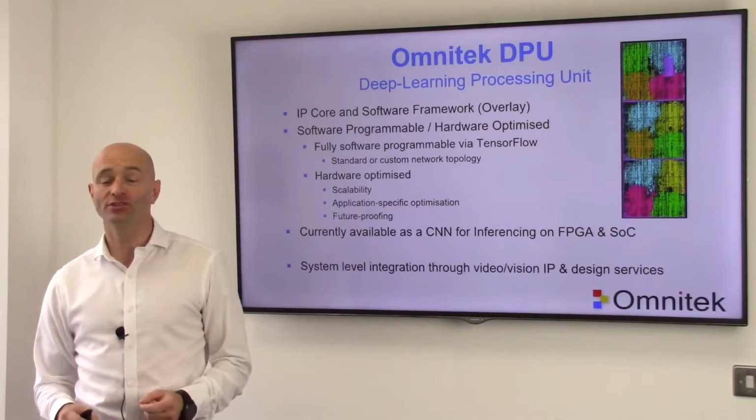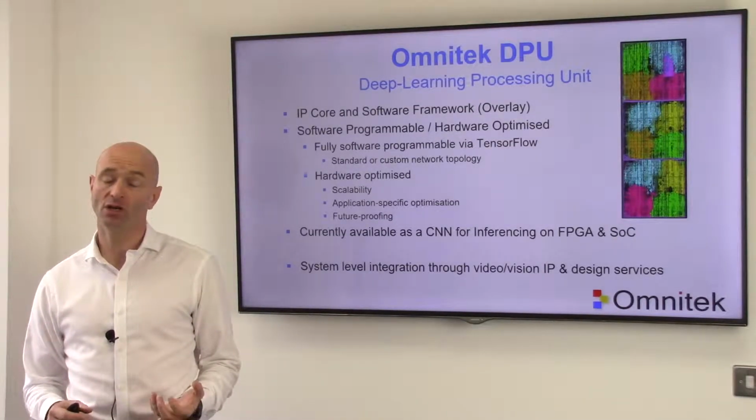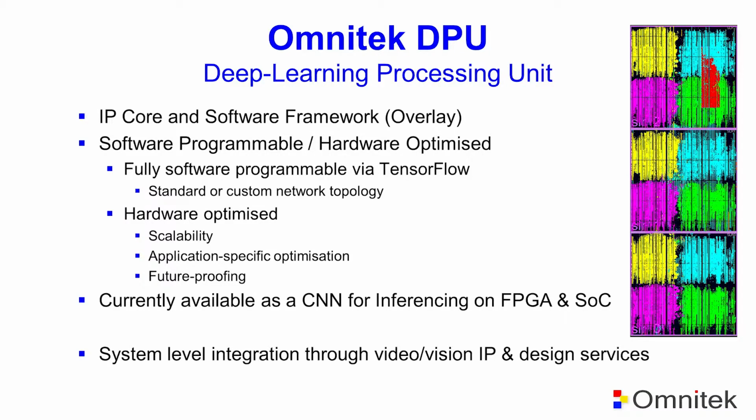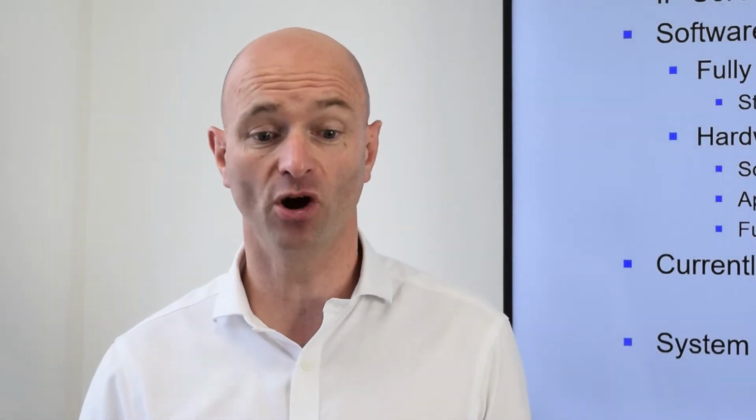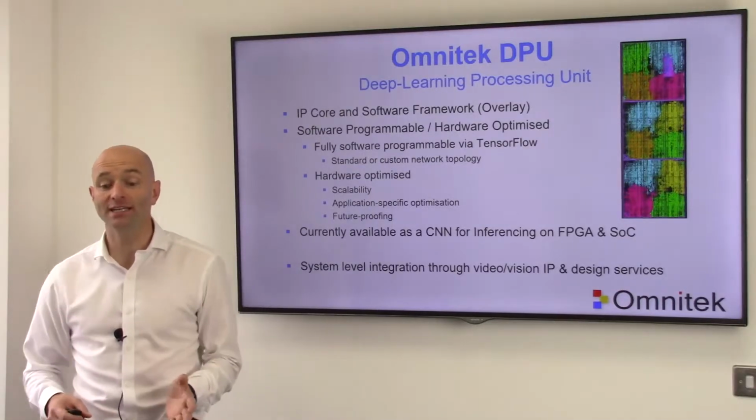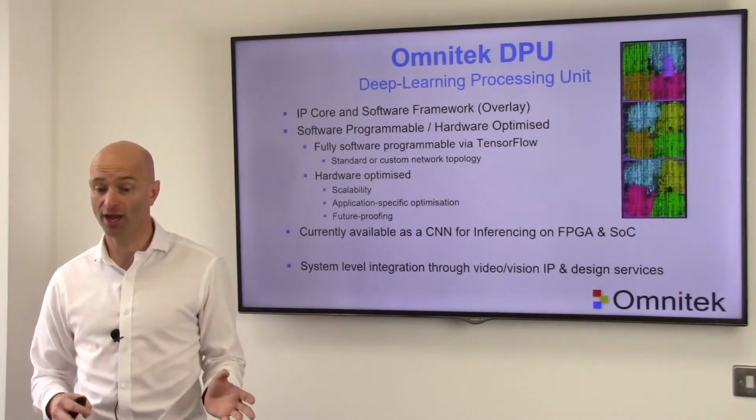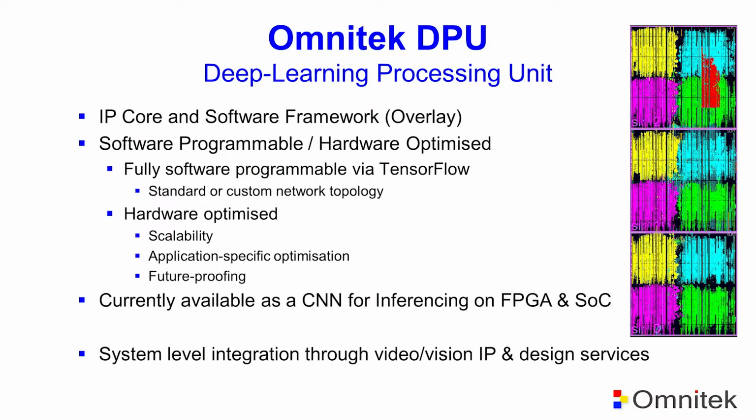So the Omnitech DPU is a highly optimized FPGA IP core, which is programmable via a software overlay framework. It can be programmed using standard Python and TensorFlow, familiar to a software programmer, but takes advantage of the highly optimized Omnitech IP. This first release is addressing convolutional neural networks, but further releases will address different neural network topologies. And being an IP design services business, we're able to augment this AI IP with further video and vision processing to produce complete system level designs.